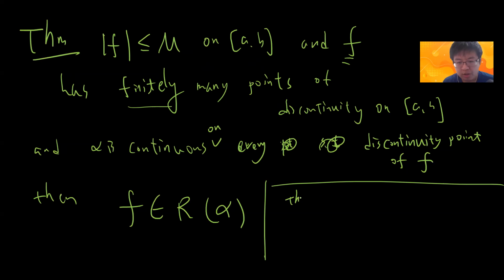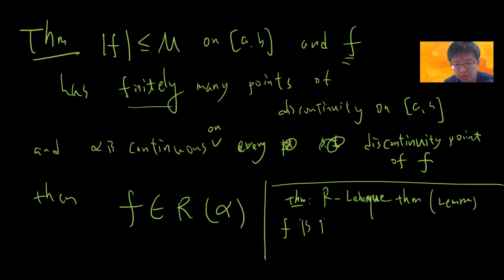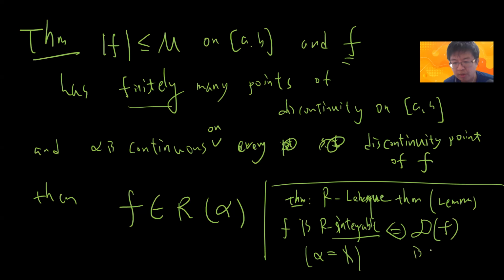There is a theorem that, in the very far future, is called the Riemann-Lebesgue theorem, or the so-called lemma. It says that f is Riemann integrable, usually choosing alpha to be x, if and only if the discontinuity set of f is measure zero. This is the very far future and I will give the proof then. But basically, this case is just a very special case of this much more powerful theory. The powerful reason is that it is if and only if.